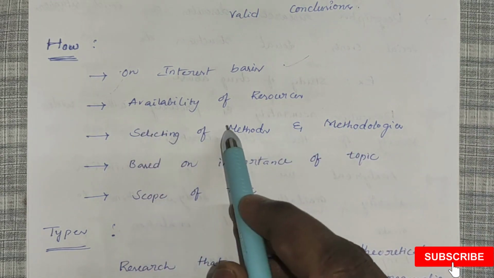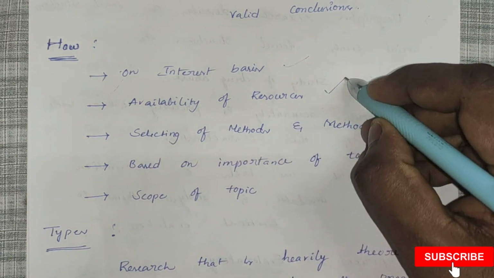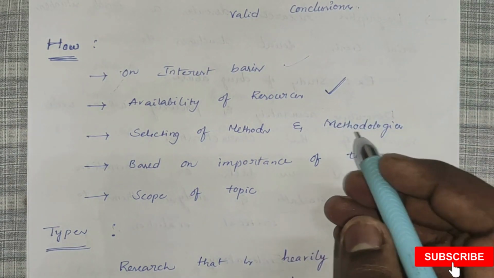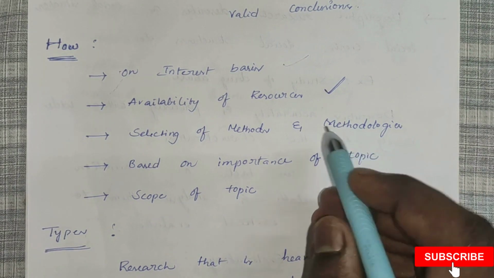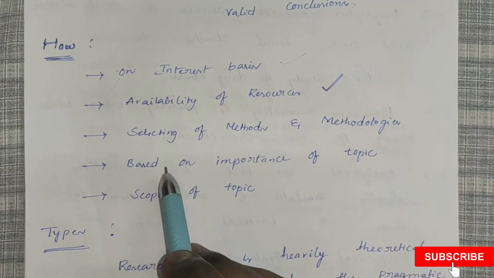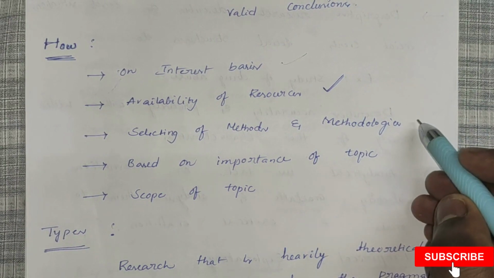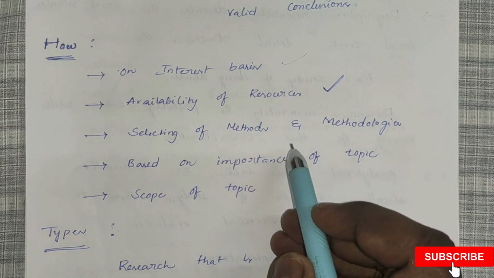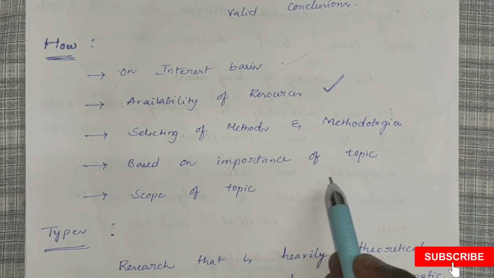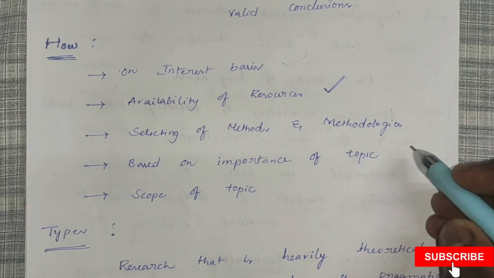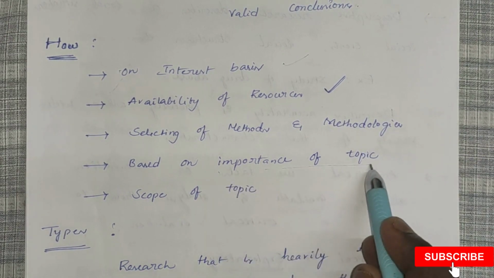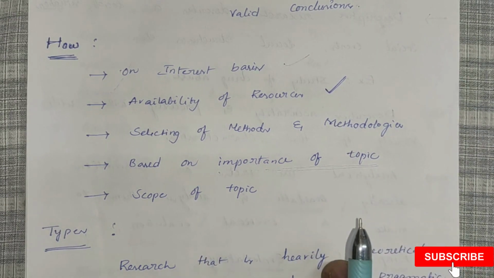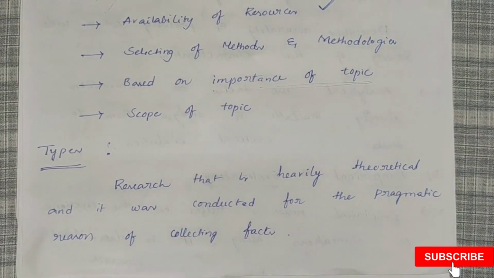Next, availability of research. We'll check the availability of resources. Are the resources available or not? Are the materials, notes or journals available or not? We'll check the availability and select methods and methodologies. Some of the methods are mentioned in this textbook as well. So we'll select those methods and methodologies to conduct our research, based on the importance of the topic. Importance of the topic will play a key role while conducting research. And next, scope of topic, right? Let's see the types of research.